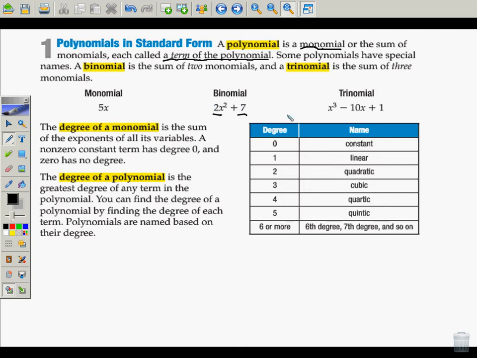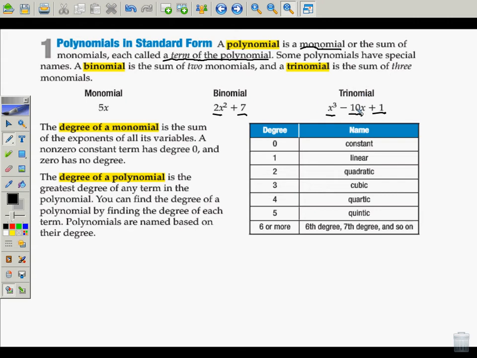Trinomial would be 3 monomials. We have x cubed, which is a monomial, negative 10x, plus 1, all individually monomials. When I say combine, we're not actually making them one thing, but x cubed minus 10x plus 1, when we talk about that polynomial, that would be a trinomial.